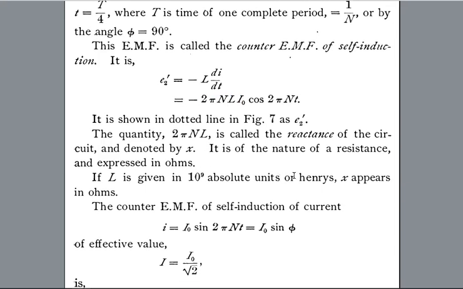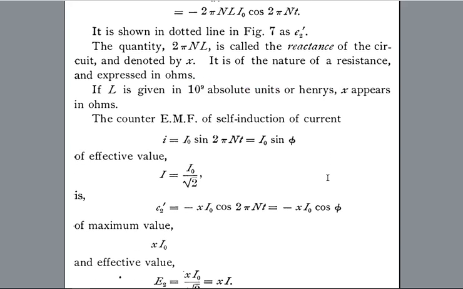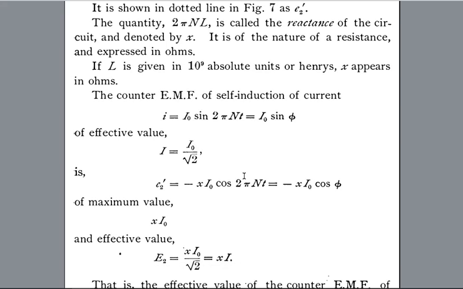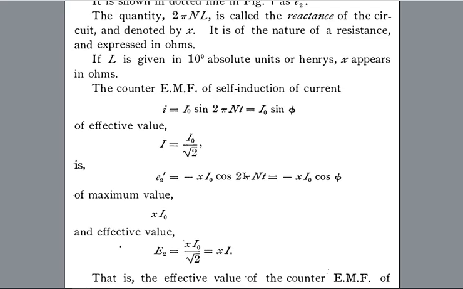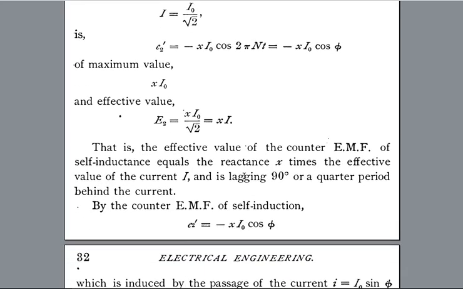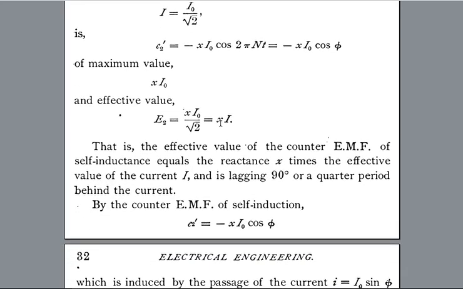If L is given in 10⁹ absolute units or henries, X appears in ohms. The counter-electromotive force of self-induction of current I = I₀ sin 2πnt = I₀ sin φ, of effective value I = I₀/√2, is E′ = −X I₀ cos 2πnt = −X I₀ cos φ, of maximum value XI₀ and effective value E₂ = XI. That is, the effective value of the counter-electromotive force of self-induction equals the reactance X times the effective value of the current I and is lagging 90 degrees, or a quarter period, behind the current.